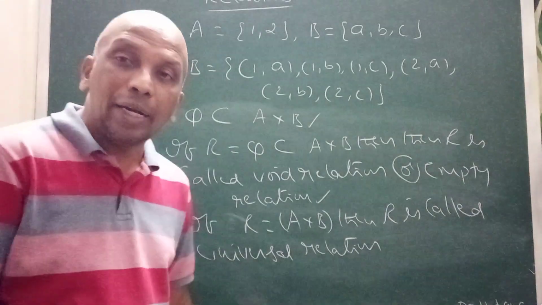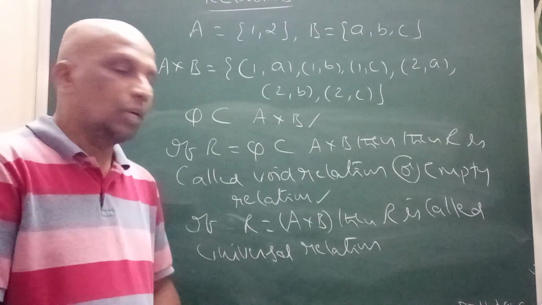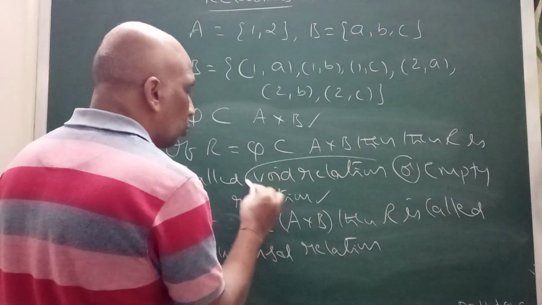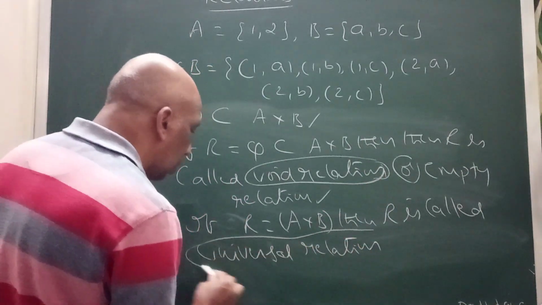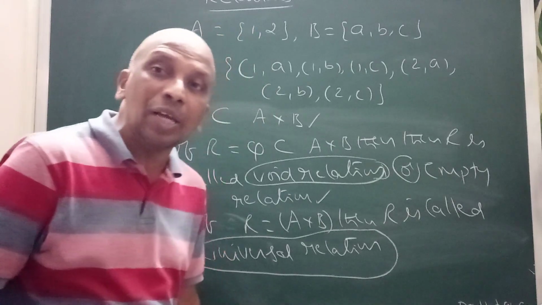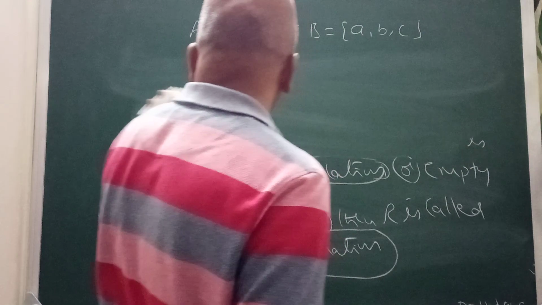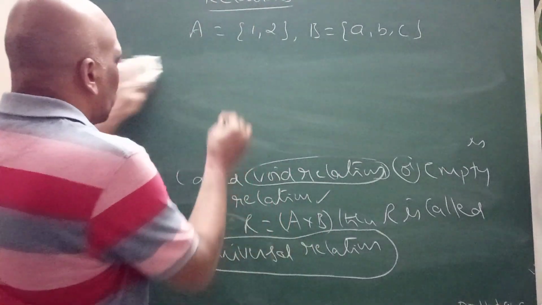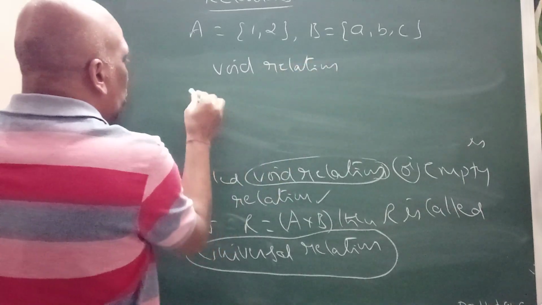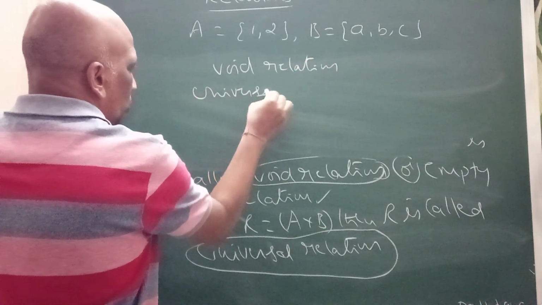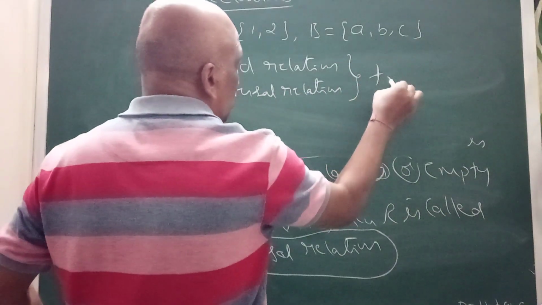So the empty relation and the universal relation are called trivial relations from the set A to the set B. When you are talking about the void relation and the universal relation together, remember, these two are called trivial relations.